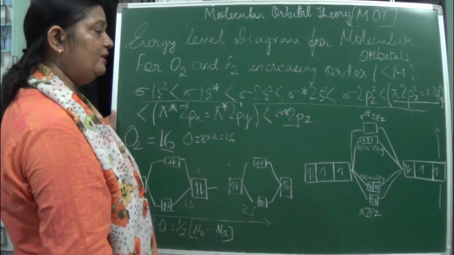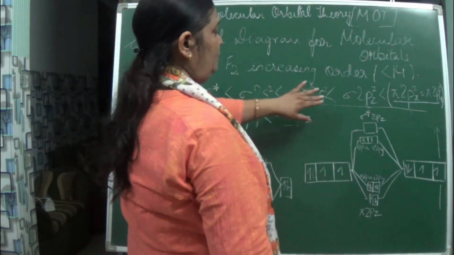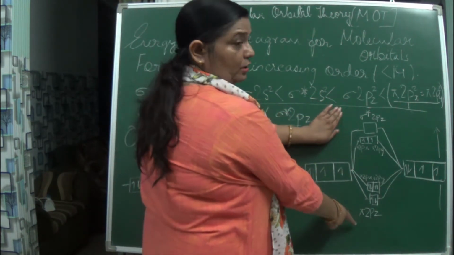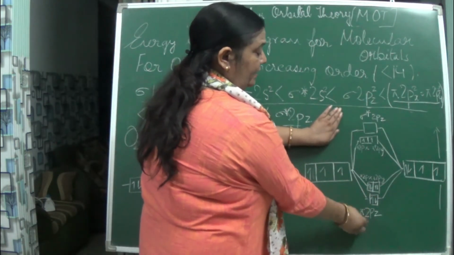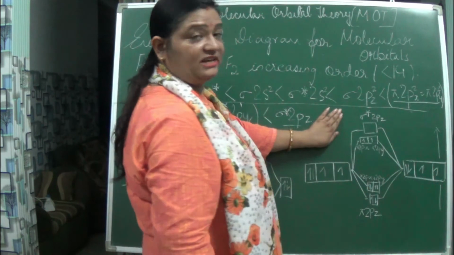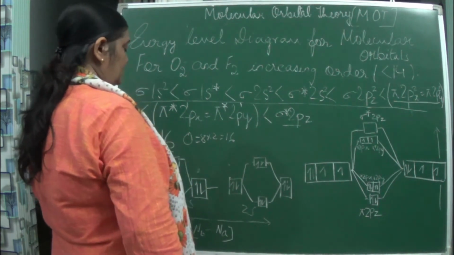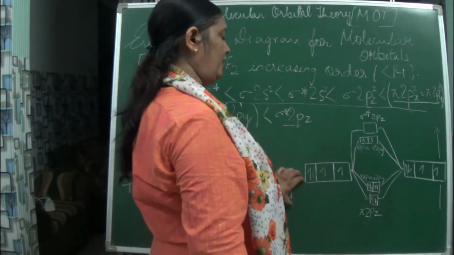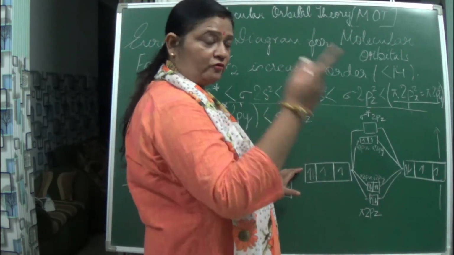Now we come to the p orbitals. Here the energy level of 2pz is less than px and py, so one is here and one is here, and inside this you place the two blocks of px and py. So how many electrons have we used up till now? We had 16, we have used 2 plus 2 is 4, 4 plus 4 is 8. So now we are left with 8, which means 4 from one oxygen and 4 from the other.